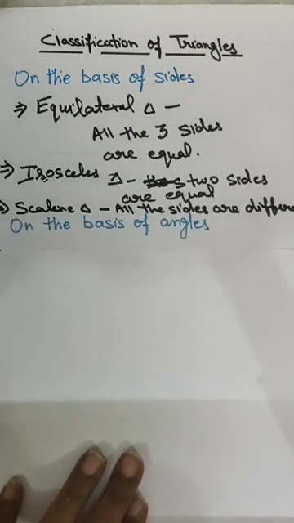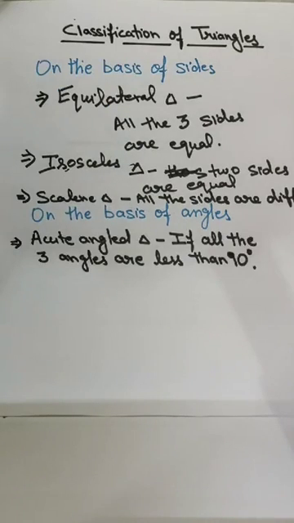Now on the basis of angles. On the basis of angles also, we can classify triangles into three. First is acute angled triangle. Acute angled triangle is a triangle if all the three angles are less than 90 degrees. You all know that a triangle has three sides and three angles. So if all the three angles of a triangle are less than 90 degrees, then we can say that it is an acute angle triangle.